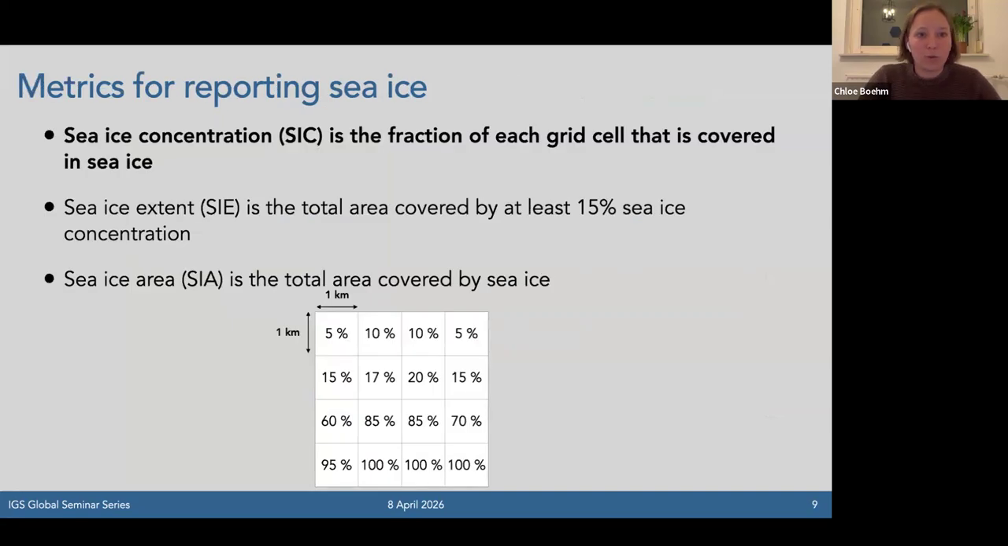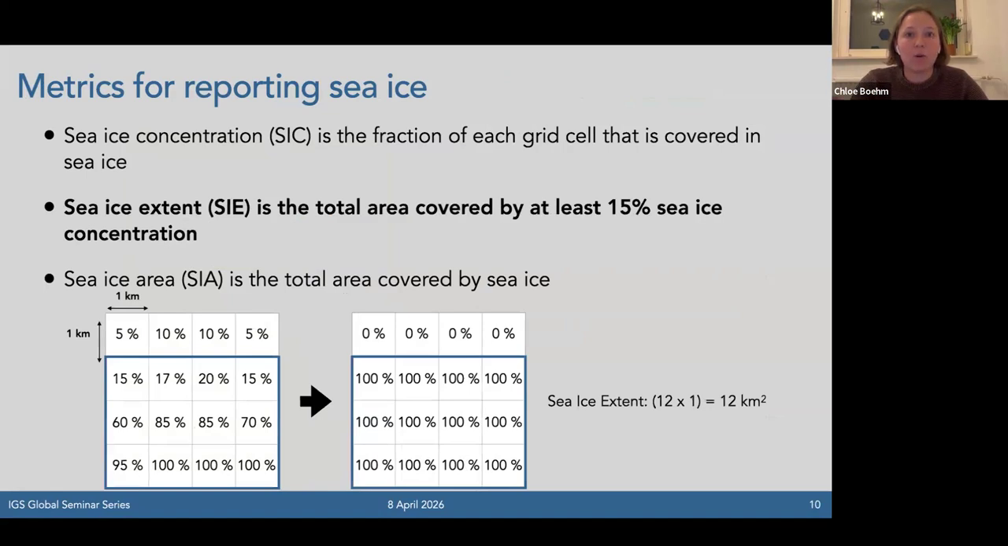Just to run through a couple of metrics that we're going to talk about for reporting sea ice, to make sure we're all on the same page. Sea ice concentration is the fraction of each grid cell that's covered in sea ice. In this little schematic below, each box I've drawn is a different grid cell, and I've given it a percentage of sea ice cover. This is how you'd show a map of sea ice concentration, with each little grid box showing a percentage or fraction that's covered.